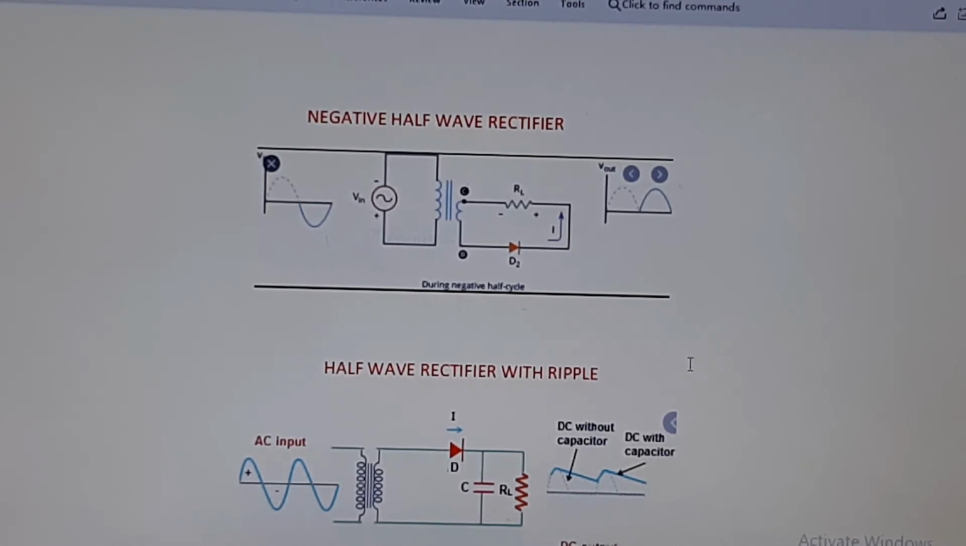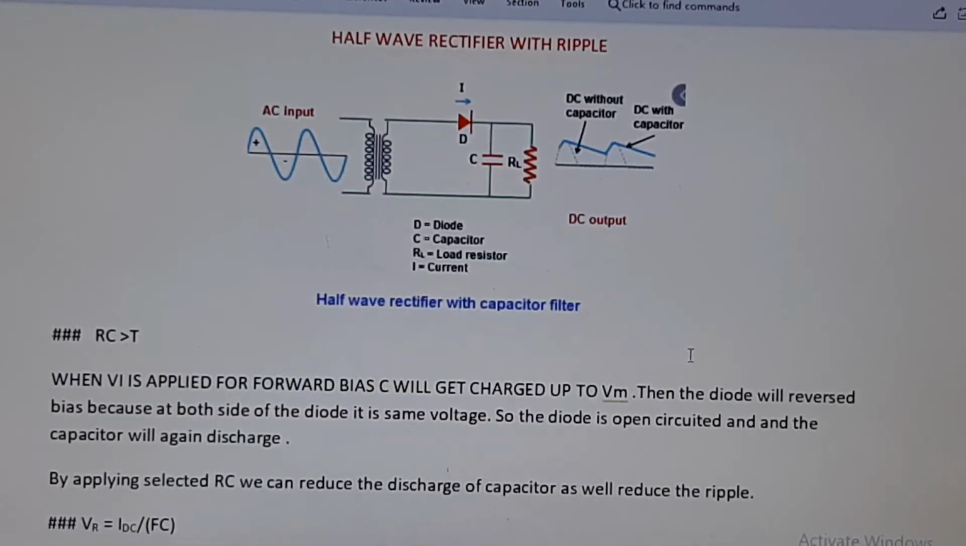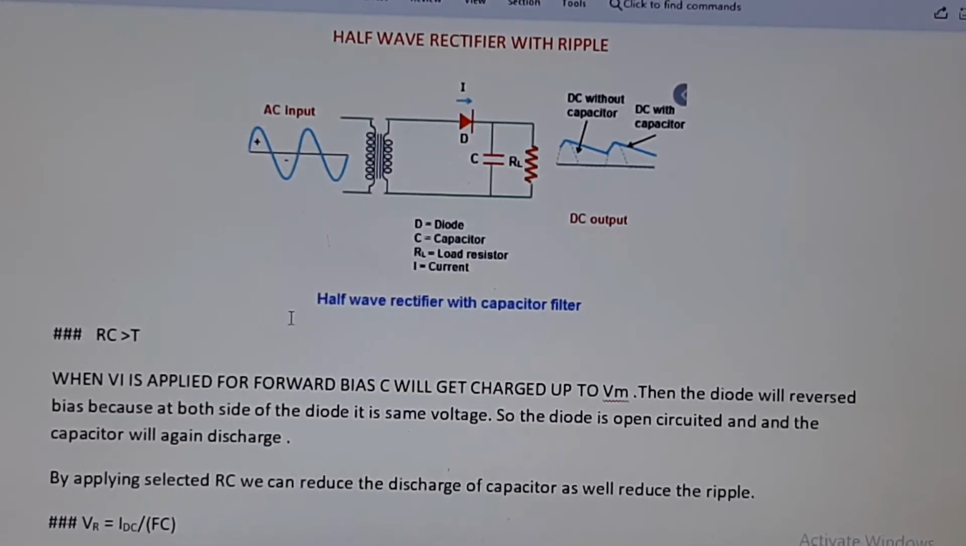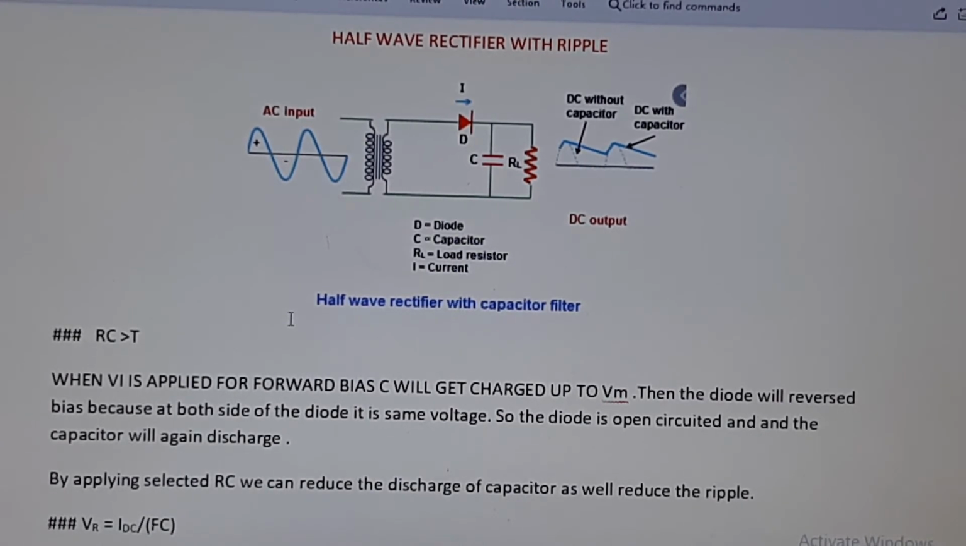Next we have a topic, that is the half wave rectifier with ripple. That is a new topic, and we have to understand it. If we apply a half wave rectifier with a ripple, we have to connect a capacitor. Now what does a ripple do? When we apply an input voltage for the forward bias, C will get charged up to Vm.